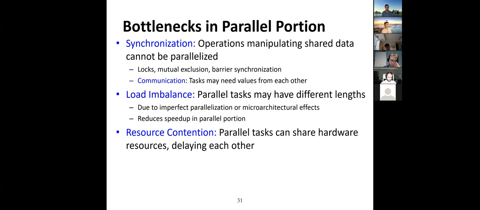And resource contention: obviously, parallel tasks can share hardware resources, and they might delay each other. They might contend for memory or any other shared resource.